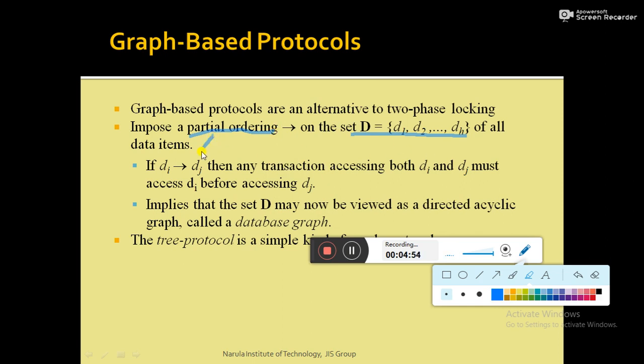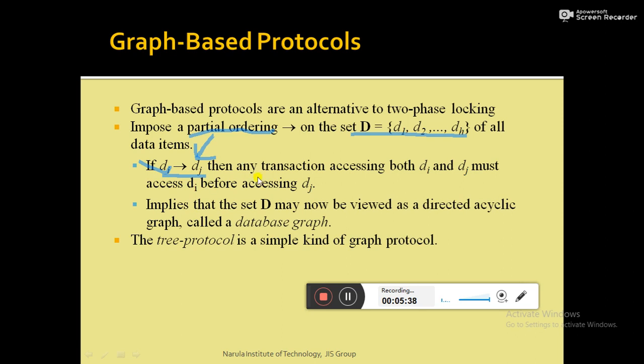Now the partial ordering is represented in the form di → dj. This is the partial ordering representation. We can write di → dj if a transaction accesses both the data items di and dj, and if the ordering is like that, then the transaction first has to access di, and only then can the transaction access dj. So again I am repeating, if the partial ordering is di → dj, then the transaction first has to access the data item di, and only then can it access the next data item dj. That kind of partial ordering has to be maintained by the database management system.